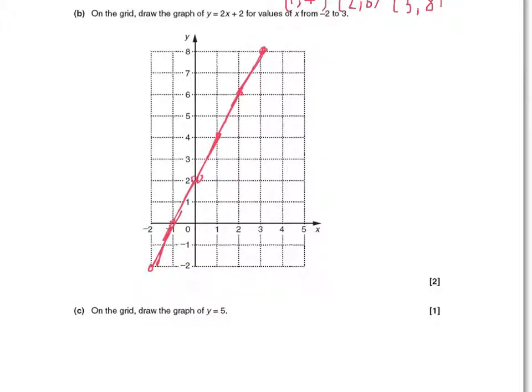And finally, for the last mark, it says on the grid, draw the graph of y equals 5. Well, we know from earlier on in the video that any y equals a number is a horizontal line going through that number. So y equals 5 is that line there. And we should really label our line, so that's y equals 2x plus 2.